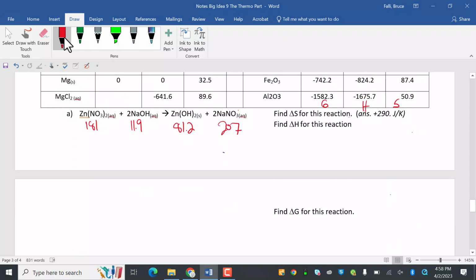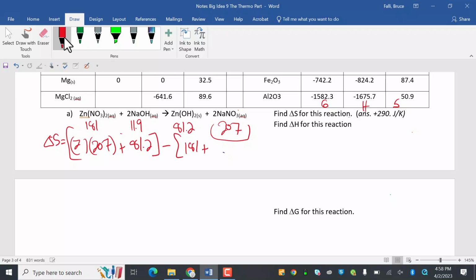So we're going to do products minus reactants. Delta S equals products, 2 times 207 plus 81.2, minus my reactants, 181 plus 2 times 11.9. I should always have my calculator with me. So I have quantity 2 times 207, close quantity, plus 81.2, enter, minus 181, enter, and then minus quantity 2 times 11.9. Not distributing this will cost you some points. Don't let it happen.